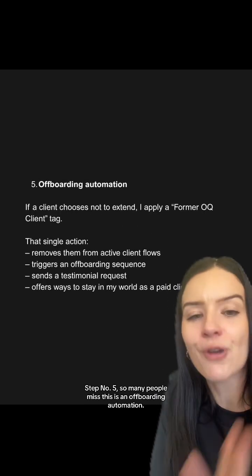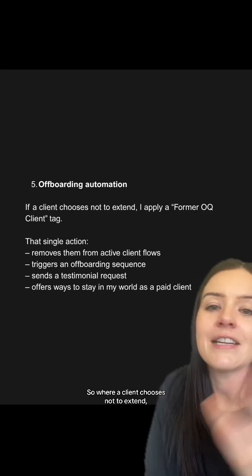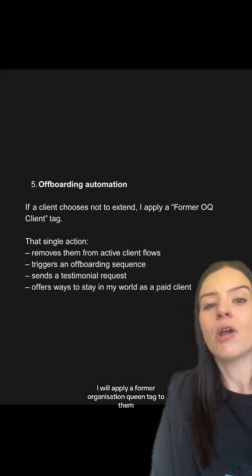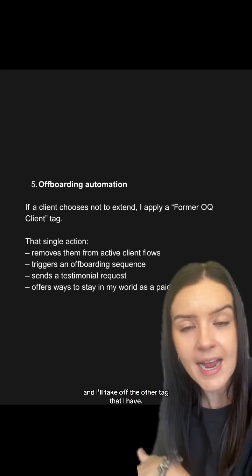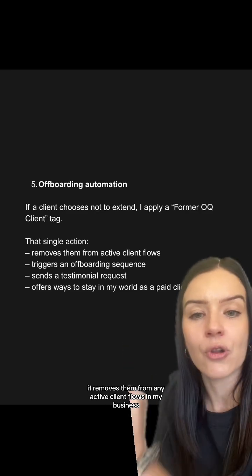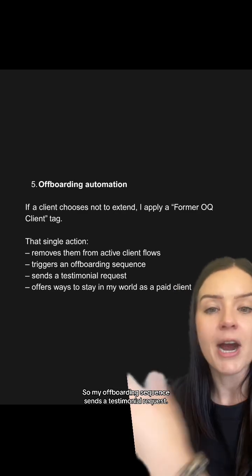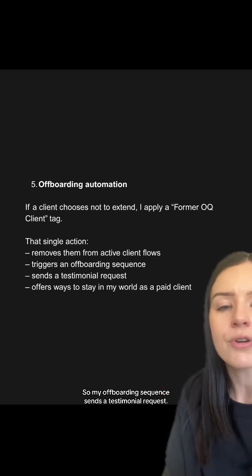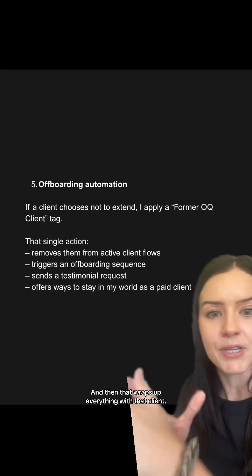Step number 5, so many people miss this, is an offboarding automation. Where a client chooses not to extend, I will apply a former Organization Queen tag to them and I'll take off the other tag that I have. What this does is it removes them from any active client flows in my business and it triggers an offboarding sequence. My offboarding sequence sends a testimonial request. It also offers ways for them to stay in my world as a paying client. And then that wraps up everything with that client.